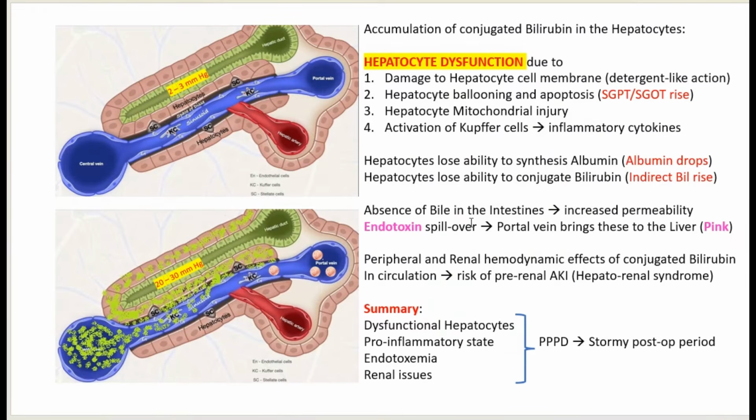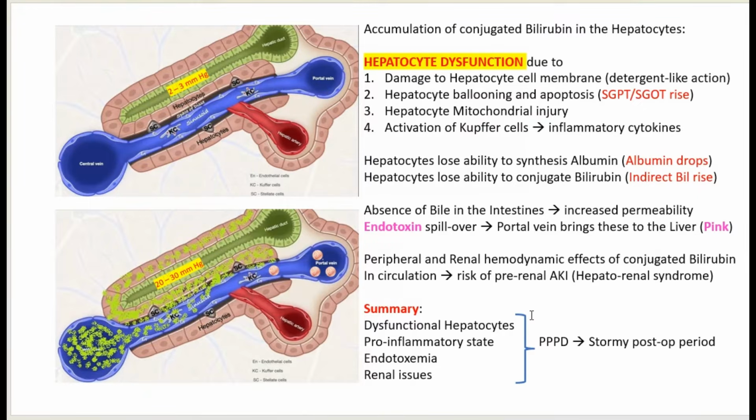At the same time, just the presence of high levels of conjugated bilirubin in the circulation causes a lot of peripheral hemodynamic changes and renal hemodynamic changes, predisposing a patient to pre-renal AKI. When AKI eventually sets in, this is why it's called hepatorenal syndrome.